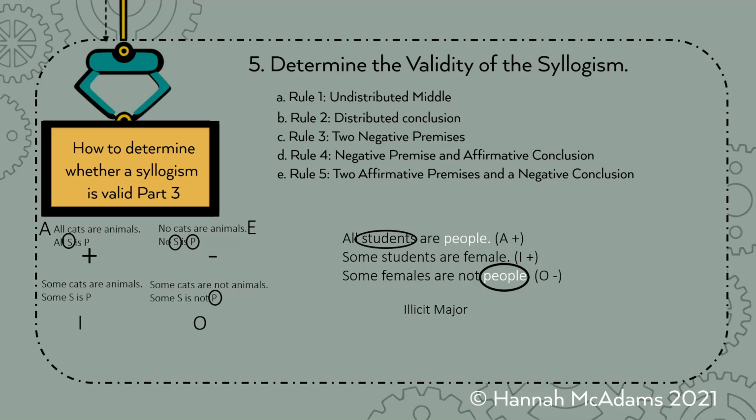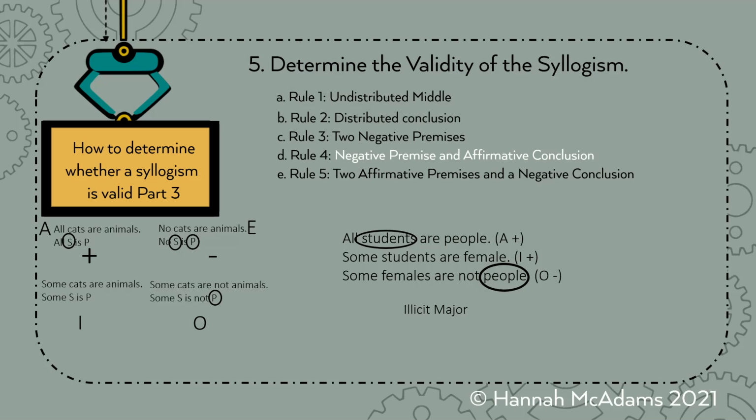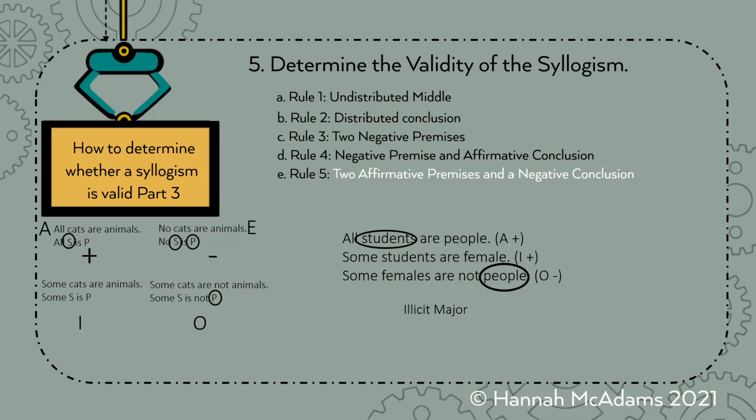Two negative premises. Well, you can almost just look at it. Are there two negative premises? Nope. They're both positive, so we don't need to worry about that, right? Okay. Negative premise, affirmative conclusion. Well, we just said that both the premises are positive, so that doesn't break that rule. Two affirmative premises, it doesn't break that rule either.